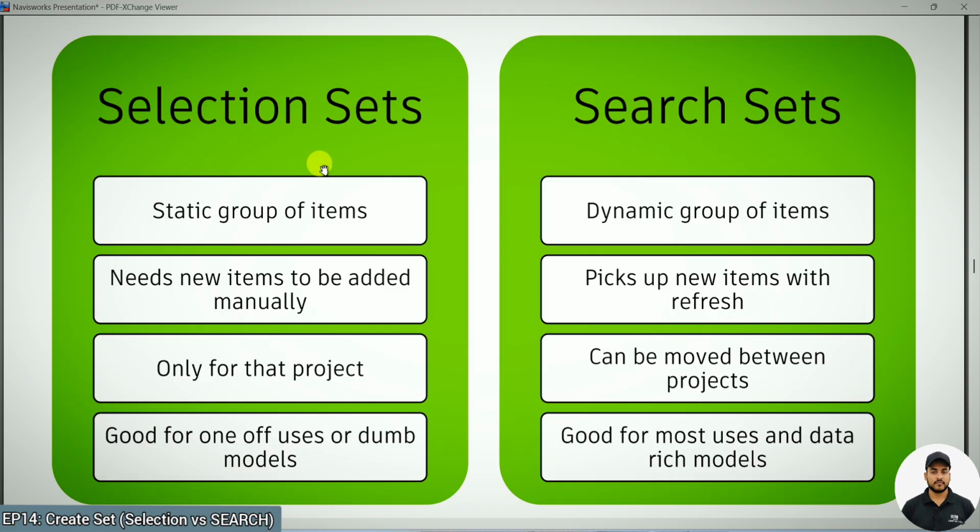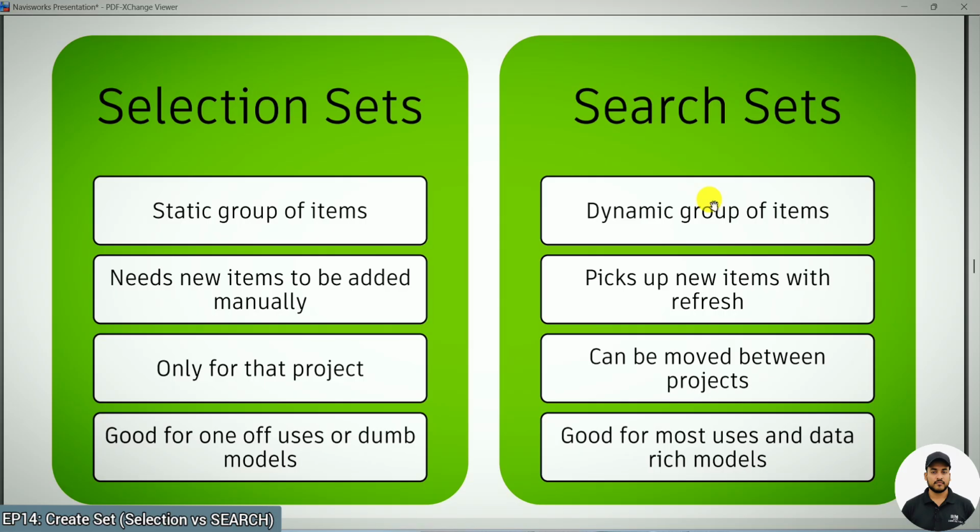It's not related to Revit, where you may have added multiple quantities in your files, but it will always select only those selected items. But in the case of a search set, it is a dynamic group of items. It means you have given one property to Navis, for example sprinkler, so you have to search for sprinkler in the full project and save this as a search set. So it will be searching for sprinkler in the full project and saving it as a set.